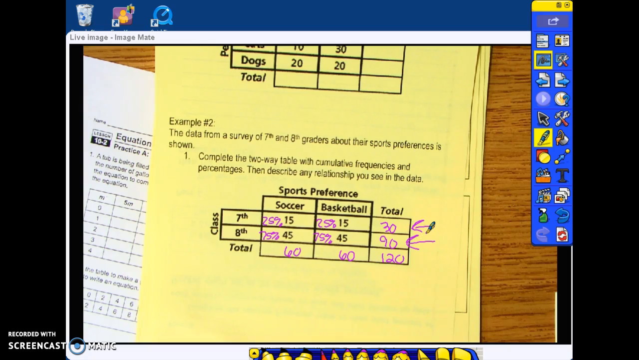Okay, 3 times as many people in 8th grade play soccer and basketball than they do in 7th grade, but there's 3 times as many 8th graders as there were in 7th grade. 3 times as many prefer soccer and basketball in 8th grade, but they also have 3 times as many 8th graders than they do 7th graders playing sports. Great job.